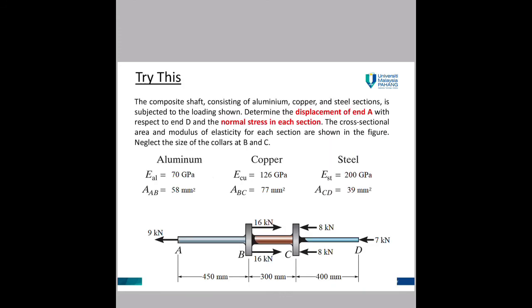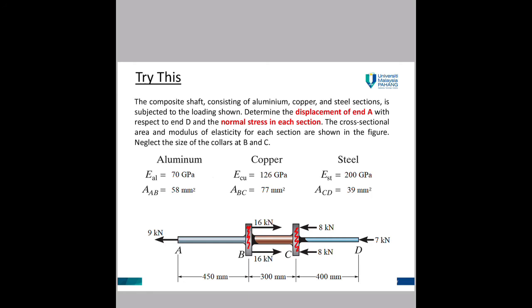Try this one also. The composite shaft consisting of aluminium, copper and steel sections is subjected to the loading as shown. Determine the displacement of A with respect to D and the normal stress in each section. The cross-sectional area and modulus of elasticity for each section are shown in the figure. Neglect the size of collar at B and C. This is the collar, so you can neglect this one.